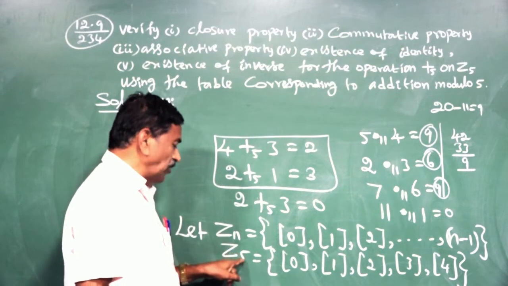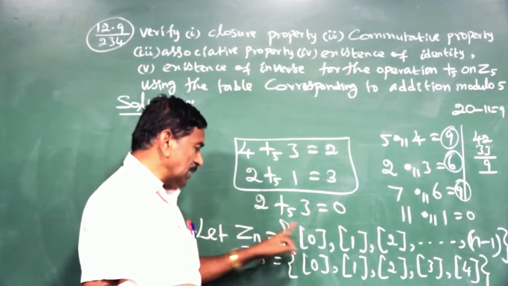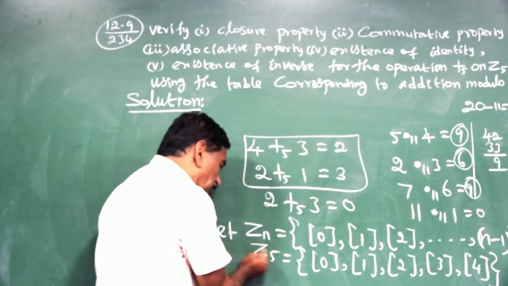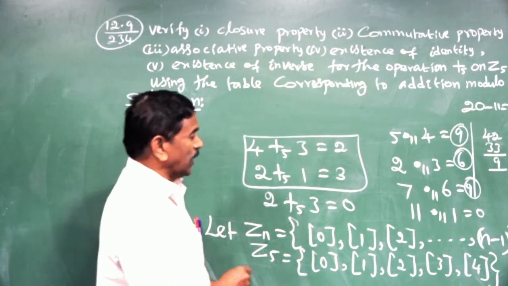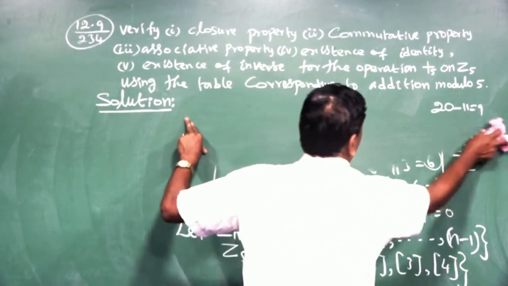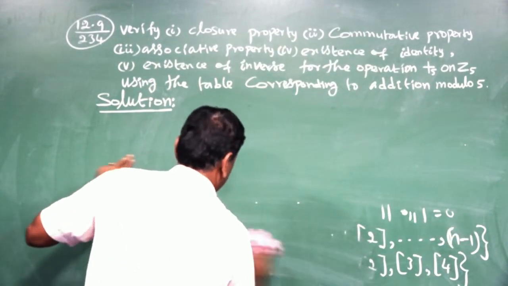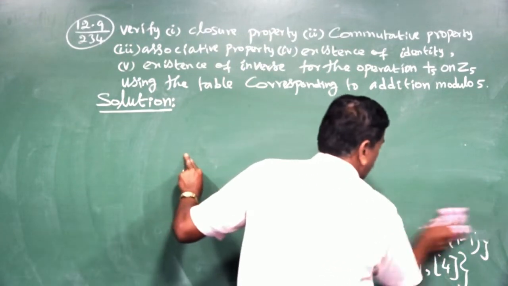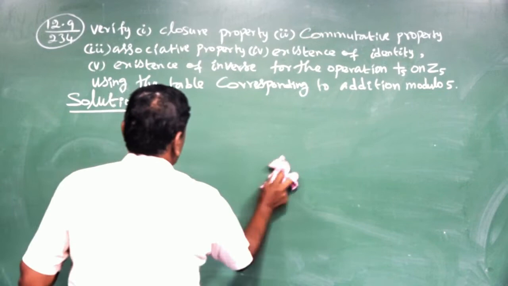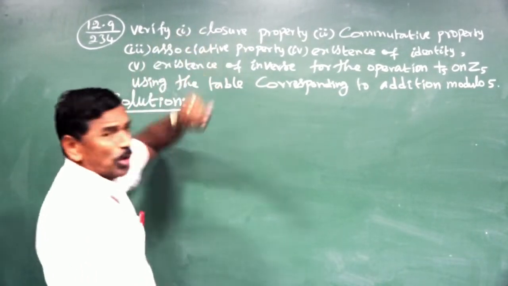Again, Z5 is the set of all congruence classes modulo 5, which has the elements starting with 0 and ends with the before element of the suffix. So these are the techniques. Okay, now which is the introduction for your understanding. Okay, now come to the question.